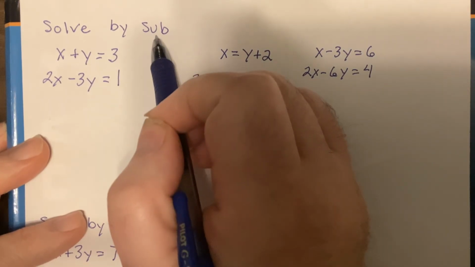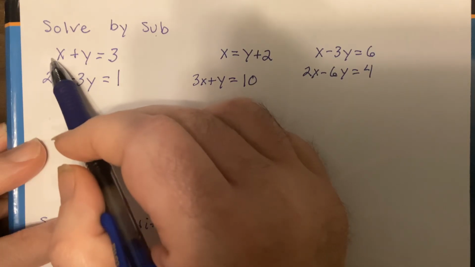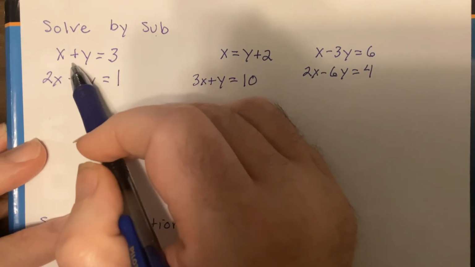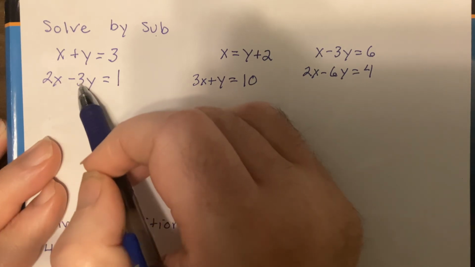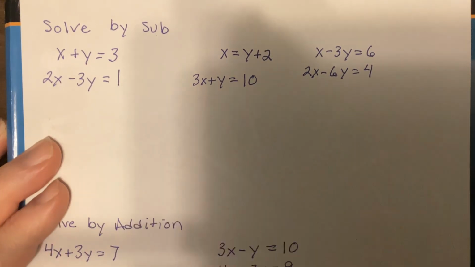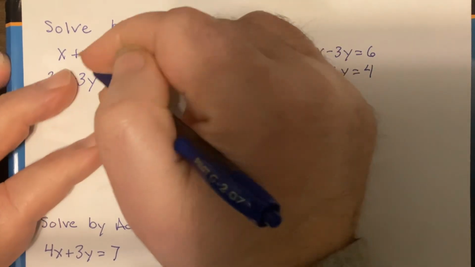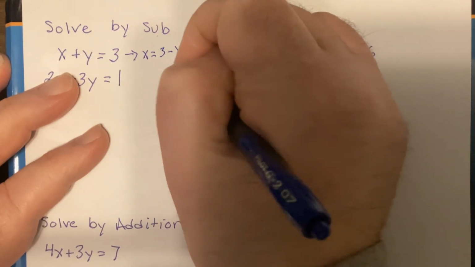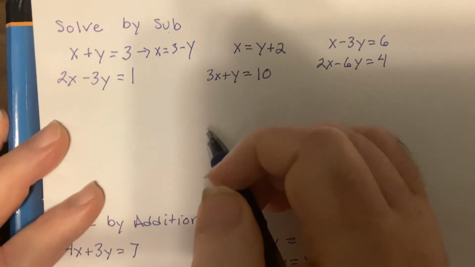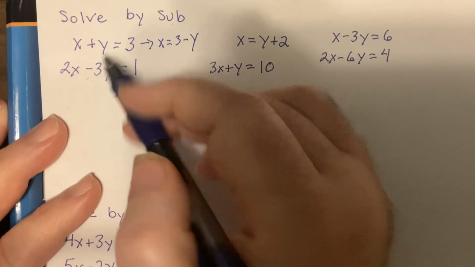To solve by substitution, you want to solve for a variable that has a 1 or negative 1 in front of it. Because if I solve for this x, oh my goodness, you're going to have to add 3y divided by 2. You got 3 halves y. Oh my goodness, fractions. So I'm going to solve for x here. Subtract y, you'd have 3 minus y. Now I'm going to plug that back into the other equation for x.